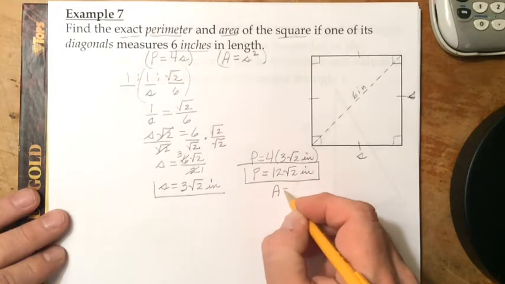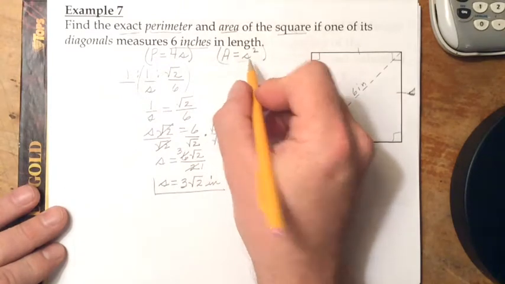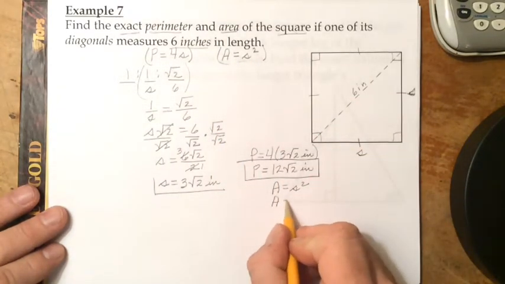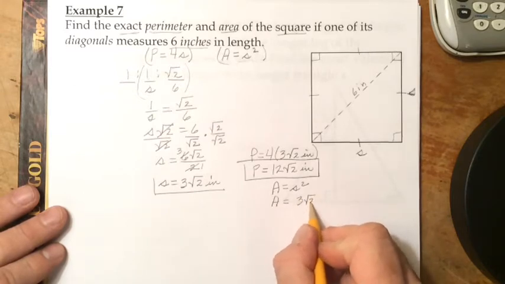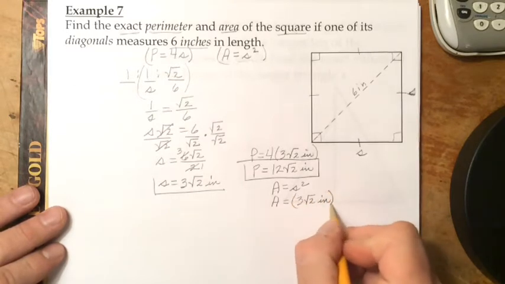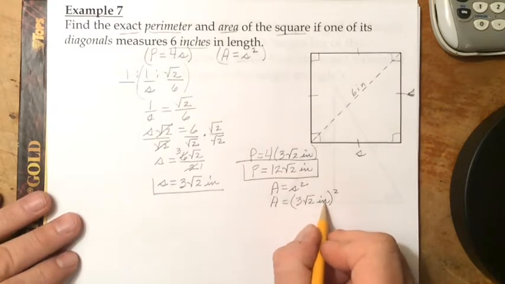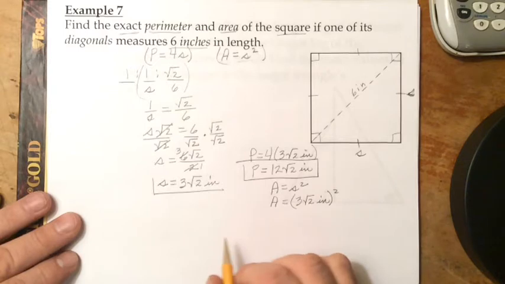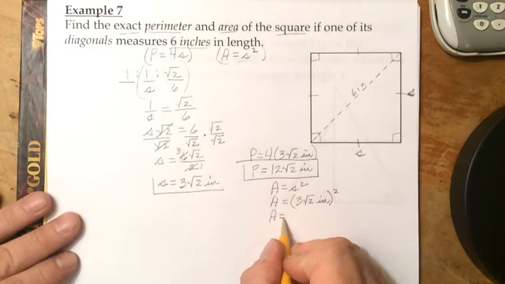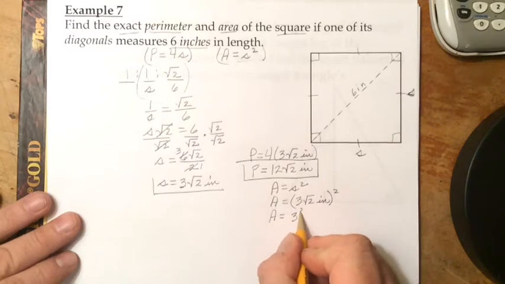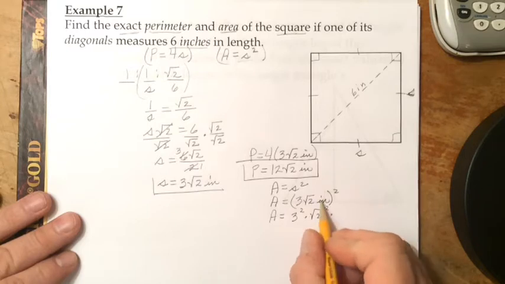For the area, we have side squared from our formula. So we take the length of a side and we square it. So we take 3 root 2 inches and we square it. Now when you square rational and irrational numbers and even units, you square everything inside the parentheses, power rule from last year in Algebra 1. So this would be 3 squared times the square root of 2 squared and then times inches squared.